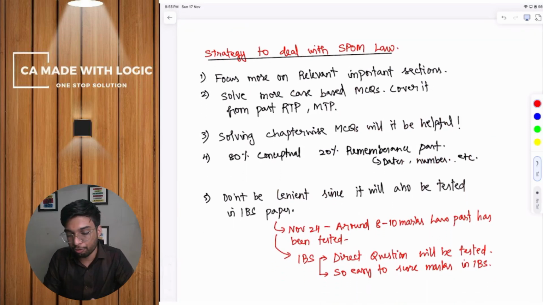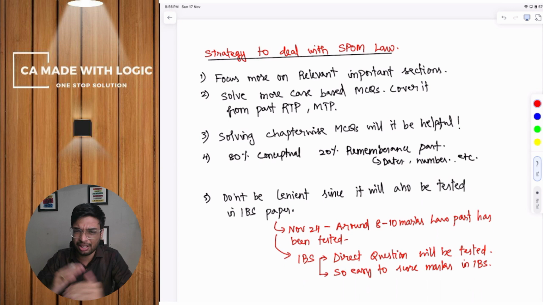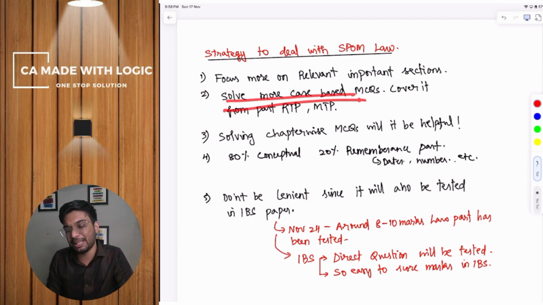So first of all, you have to focus more on the relevant important sections. Please focus on the word relevant. There are a total of 400 plus sections given in the Companies Act, out of which approximately 70 sections are very frequently important and very frequently used. You have to identify those and focus on them. For that, I am going to bring a separate video on all the important sections you need to focus on. Then start solving case based MCQs.